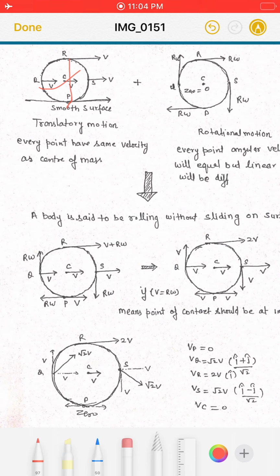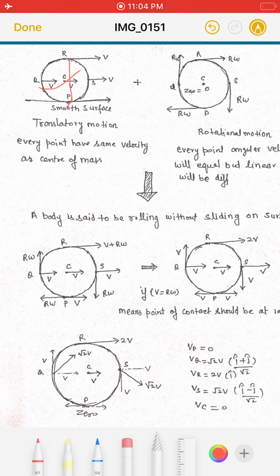It means rotational motion is defined as center velocity should be 0 and the rest of the points should have a different linear velocity. Of course, angular velocity will be equal. Angular velocity in this case I am taking omega. So omega will be equal, but r omega will be different. Why will r omega be different? Because of direction. Their magnitude will be equal, but the direction of r omega will be different.